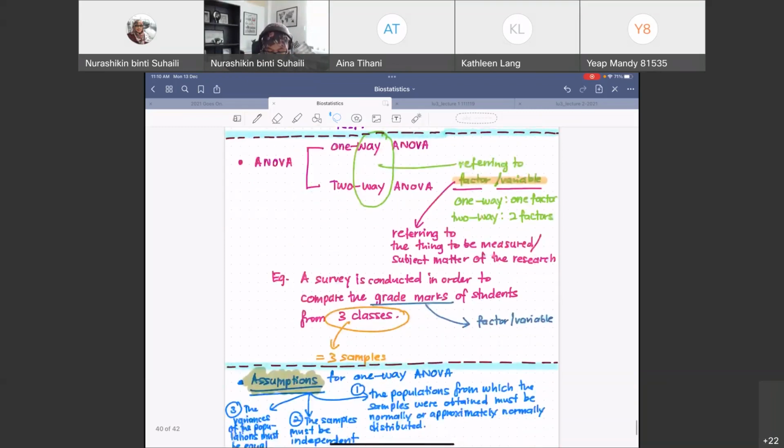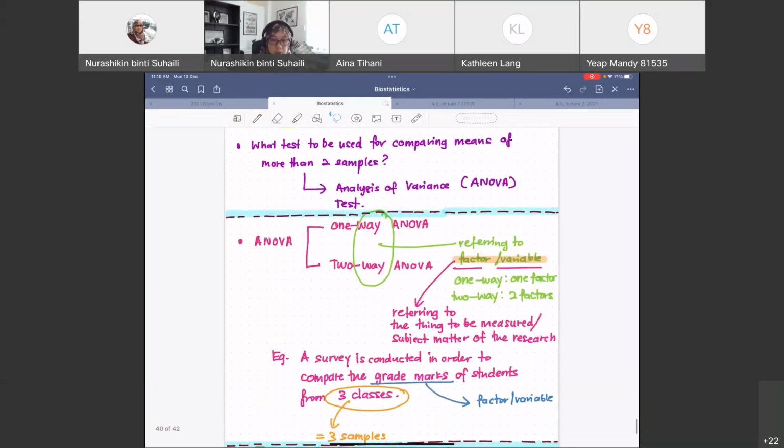And then of course, how many things we want to compare refers to what we call samples, but in ANOVA we would refer to the term treatments.